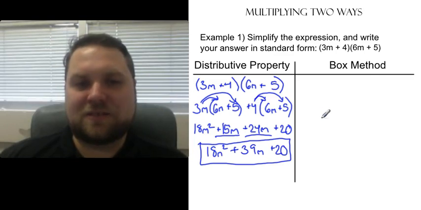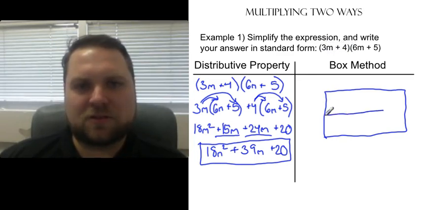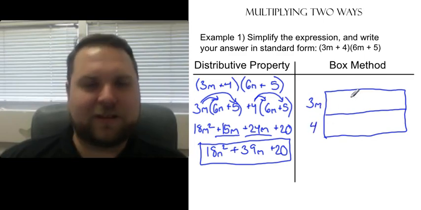Now there's another way to distribute this using what's called the box method. And this is pretty nice and pretty handy. So here's what you're going to do. My first polynomial has 2 terms. So I'm going to draw a box and divide it into 2. And here I'm going to write 3m. And here I'm going to write 4 because it was positive 4, right?